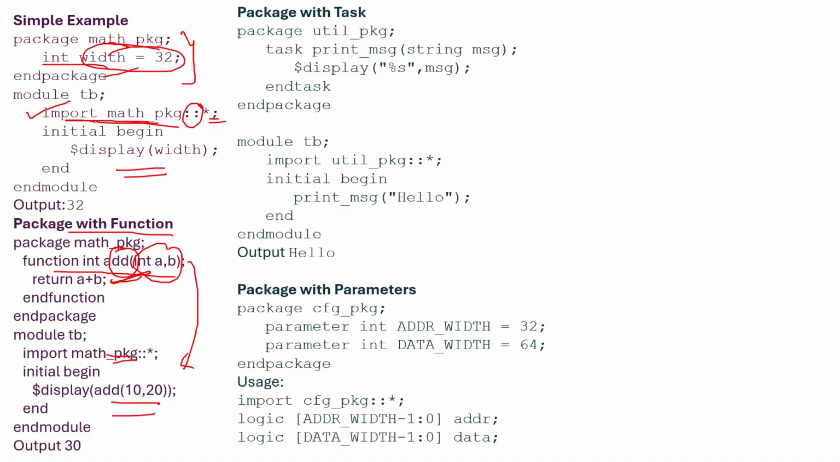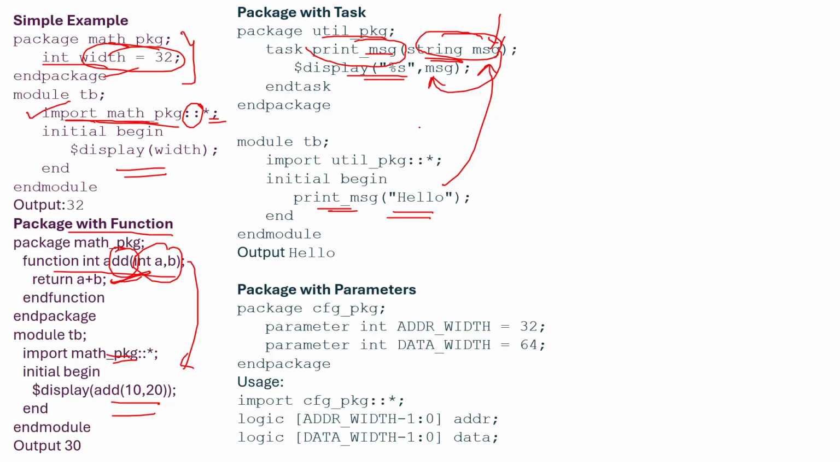Package with tasks also: task print message, string message. I am taking the string message, so you write print message is hello. Your string is message, right? Then what is your task name? Print message. While calling print message, you write hello, this hello will be stored in message, and that message will be displayed here.